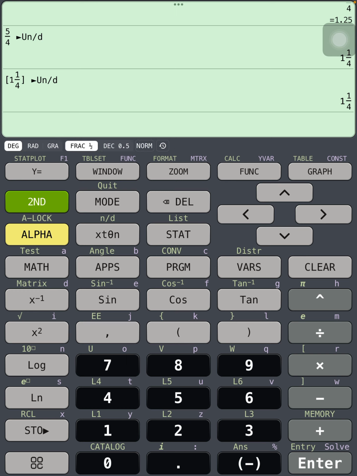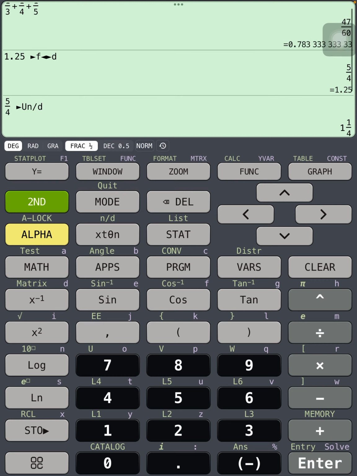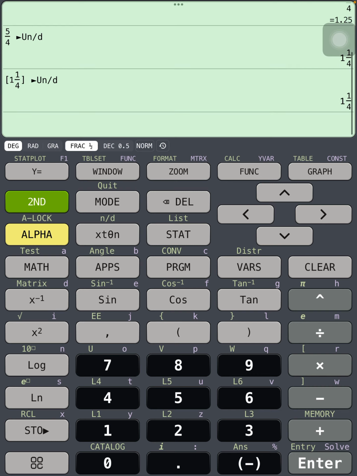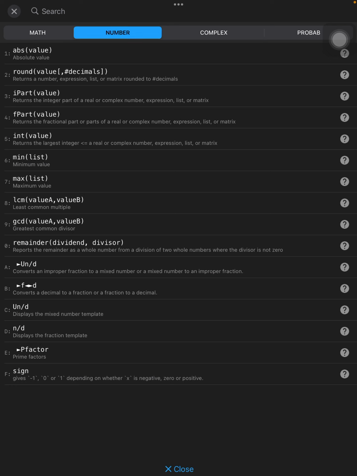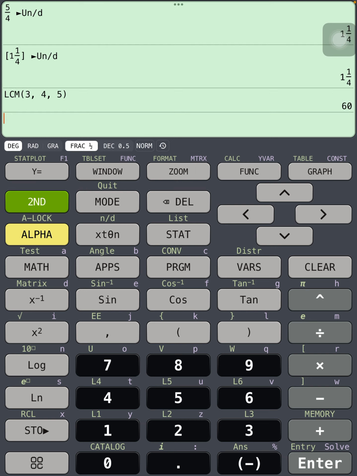Let's go on to the second thing that I wanted to talk about, which is what is a least common denominator. So we had 1/3 plus 1/4 plus 1/5. Well, the least common denominator is just the least common multiple, the lowest common multiple of the denominators. So if we want to look at 3, 4, and 5, those denominators there, and find the lowest common multiple, then we're going to go math, and then number 8 in the menu, which is LCM, least common multiple. And we're just going to enter those numbers, 3, 4, and 5, and it's going to be 60, of course. Now for other numbers, it's not always so intuitive.